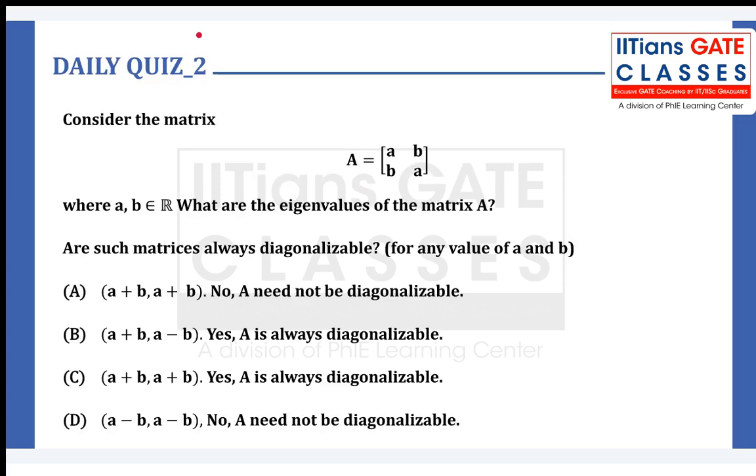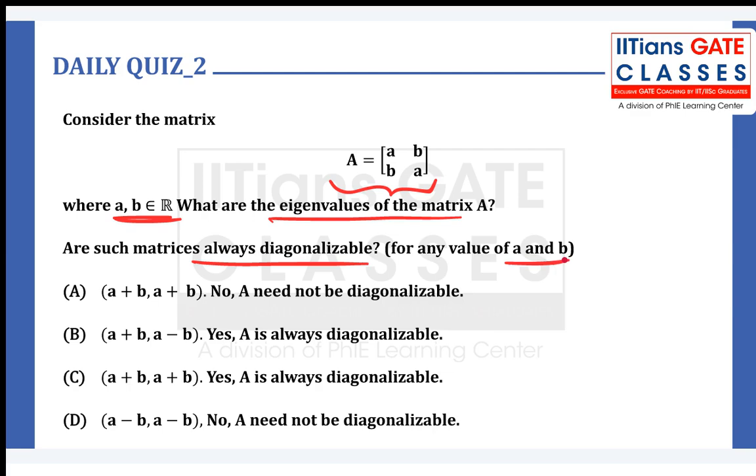Okay. So now let's go to the next question, which is about a given matrix A, which is given again in terms of scalars a and b. So this a and b are real numbers. And now they are asking you about the nature of eigenvalues of this matrix A. That is the first thing. And the second part is about the diagonalization of this matrix for any value of a and b.